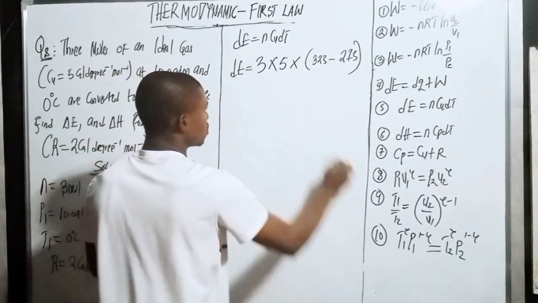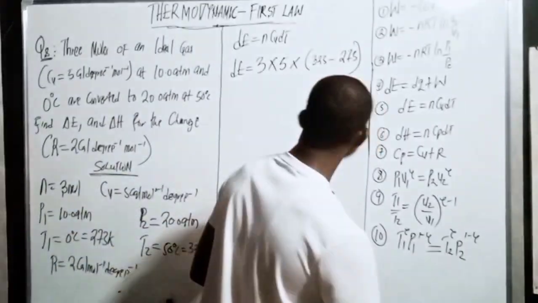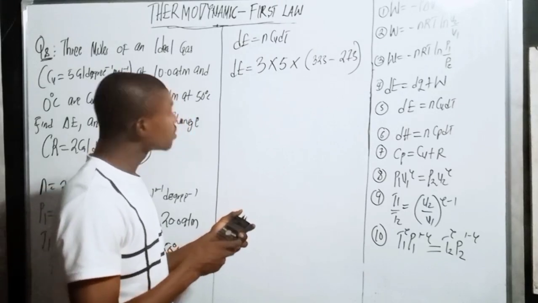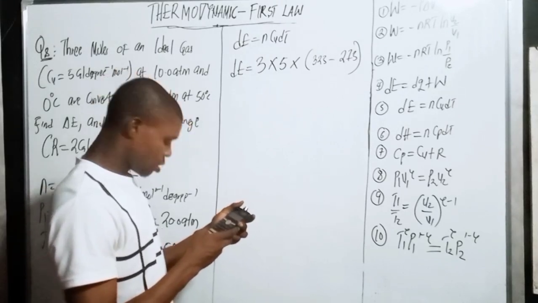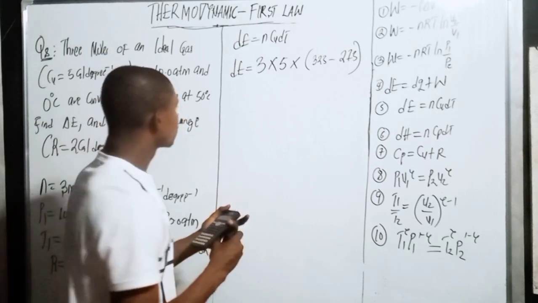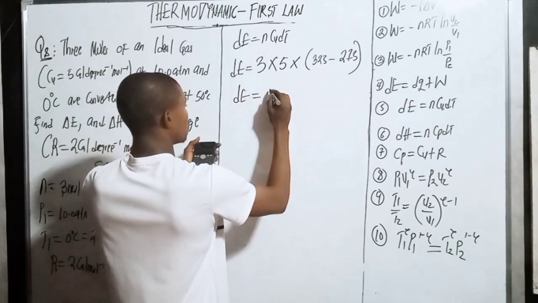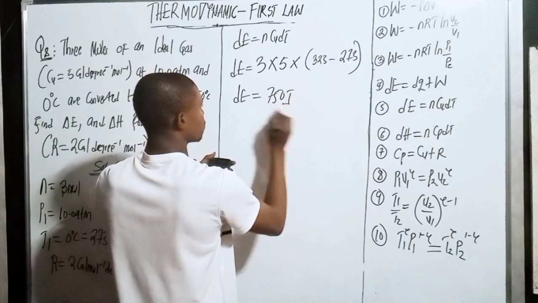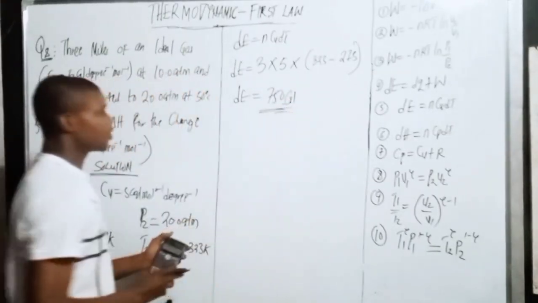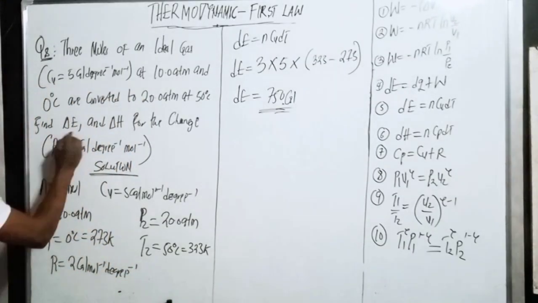So what I want to do here is to multiply it. So it will be 3 times 5 times 323 minus 273. So we have equals to 750 calories, not joules. It's the calories. Can you see that? So we are putting this one here. We are calling this one here.